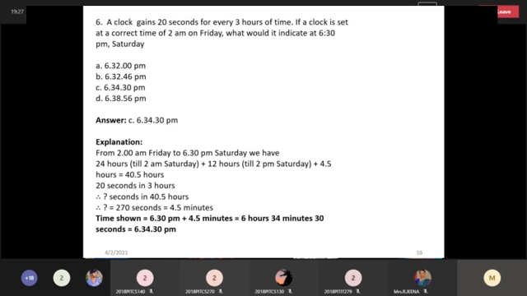So we know 24 hours till 2 a.m. Saturday, plus 12 hours till 2 p.m. Saturday, plus 4.5 hours is equal to 40.5 hours. So 20 seconds in 3 hours means how many seconds will be gained in 40.5 hours: 270 seconds, which is equal to 4.5 minutes. So the actual time is 6 o'clock 30 minutes p.m. At 6:30 p.m. plus 4.5 minutes, the clock shows 6 hours 34 minutes 30 seconds p.m. So option C is the right answer, students.